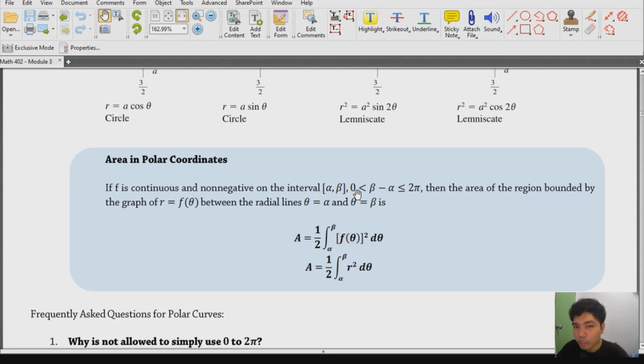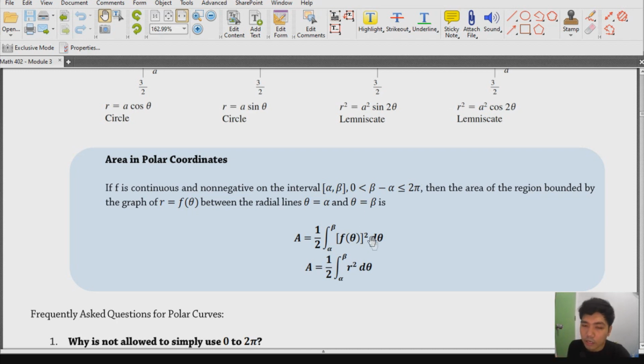Of course, we usually consider our f being continuous and non-negative on the interval [alpha, beta], wherein our beta minus alpha is also always less than 2 pi, which is greater than 0. So the area bounded by this graph, that is r is equal to f of theta, between the radial lines theta is equal to alpha and theta is equal to beta. This means our theta, alpha and beta are actually our limits of integration.